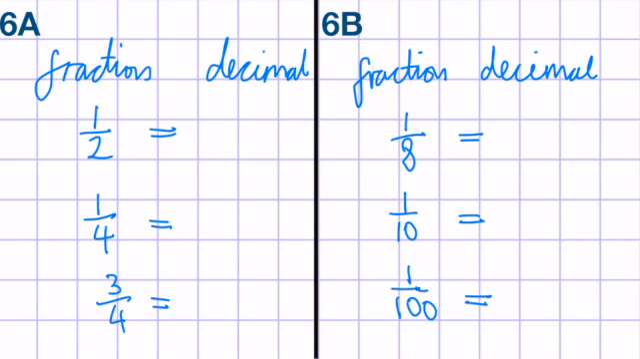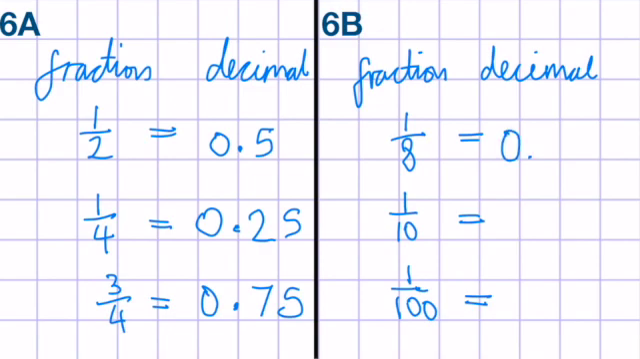6a, I would like you to write the decimal equivalent for each of these fractions. So pause the video. Okay, so a half as a decimal is 0.5. A quarter is 0.25. 3/4 is 0.75. An eighth is 0.125. A tenth is 0.1. And a hundredth is 0.01. If you don't know those, please learn them by heart.